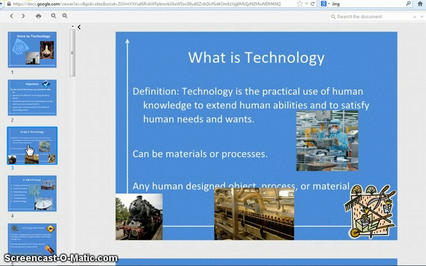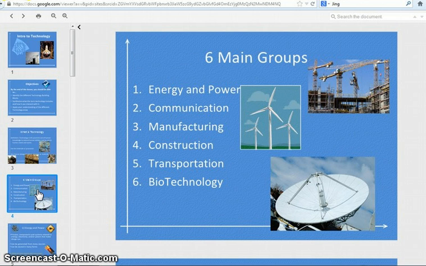It can be a material, it can be a process, but it's anything that's human designed. It can be an object, a process, or a material. If you look at the pictures, you can just see a few. Okay, it's broken down. Technology can be broken down into 6 main groups. You have energy and power, communication, construction, manufacturing, transportation, and biotechnology. So in the next couple slides, you'll see how these play out.